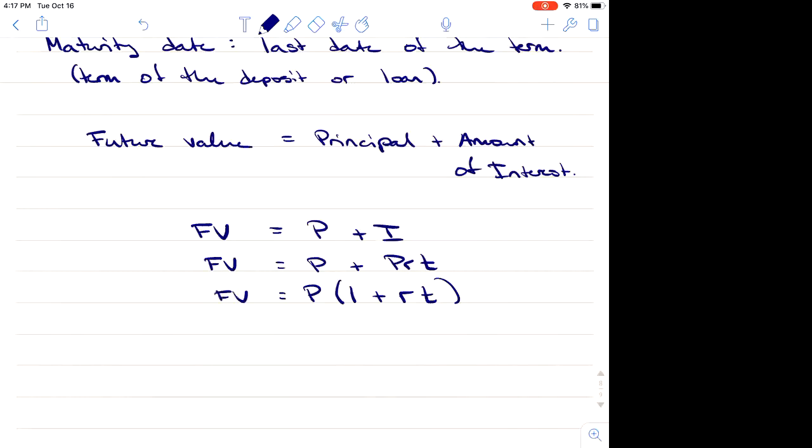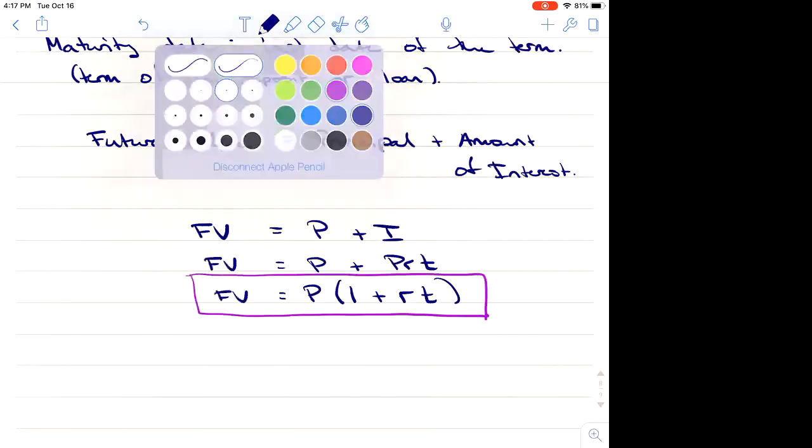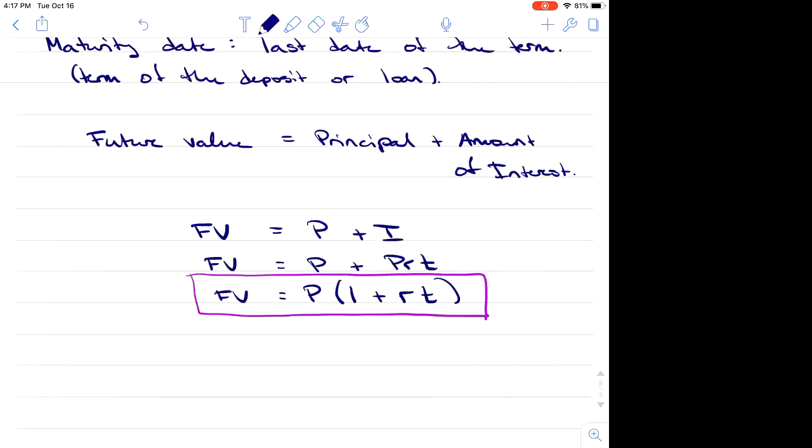Future value. So this one's on your formula sheet. But they're related. If you want to find the total amount that you have at the maturity date, then you can just use the future value formula. This one is the one that we're going to use the most out of all of these simple interest formulas.